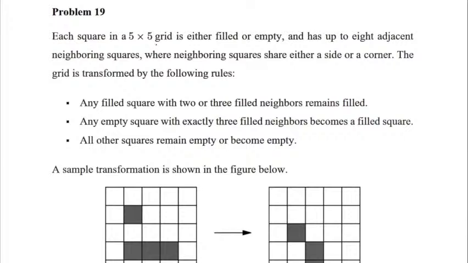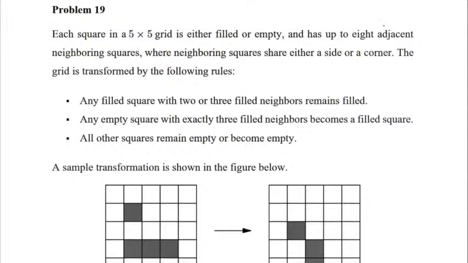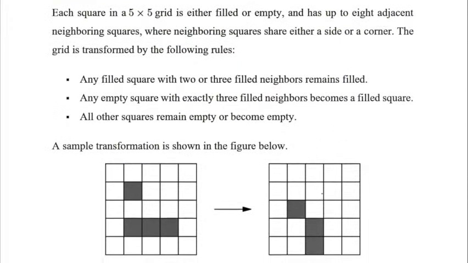It says each square in a 5x5 grid is either filled or empty and has up to 8 adjacent neighboring squares. Why? Because look, for example, if you consider this, one neighbor, two neighbor, also if they have a common vertex, it counts: 1, 2, 3, 4, 5, 6, 7, 8 if it is here. If, for example, the cell is here, 1, 2, 3. Okay. Then it says either a side or a corner.